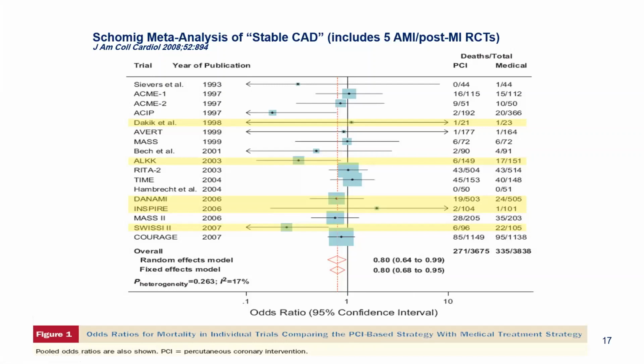And so you see that they did both a random effects and a fixed effects model, and you get the same point estimate, but you can see that for the random effects model, the confidence interval is wider than the fixed effects model. And their I-squared for heterogeneity was 17%, which indicates that there's some difference in the studies.